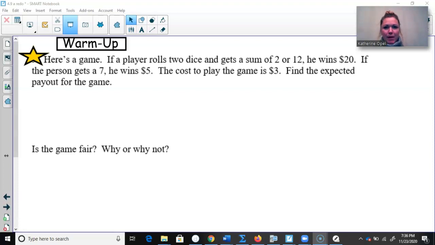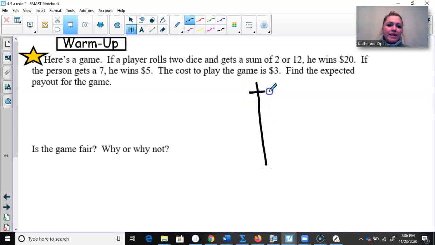Pause it, see if you can figure this out by yourself. If you can't, I'm going to do it with you right now. Whenever you're dealing with 2 dice, make a little grid just like we have right here. Here's all the possible numbers we could get with 1 die and with the second one.